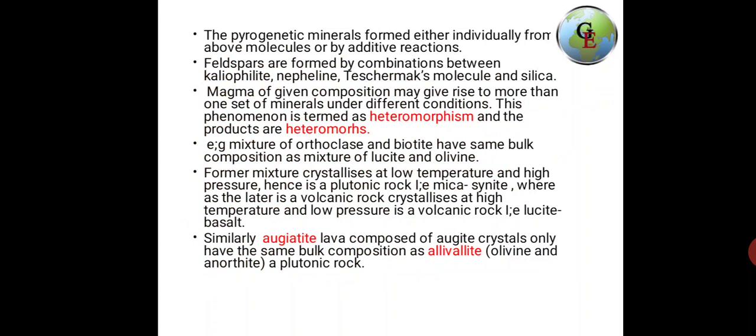For example, a mixture of orthoclase and biotite has the same bulk composition as a mixture of leucite and olivine. The former mixture crystallizes at low temperature and high pressure, hence is a plutonic rock, that is mica syenite, whereas the latter crystallizes at high temperature and low pressure, is a volcanic rock, that is leucite basalt.